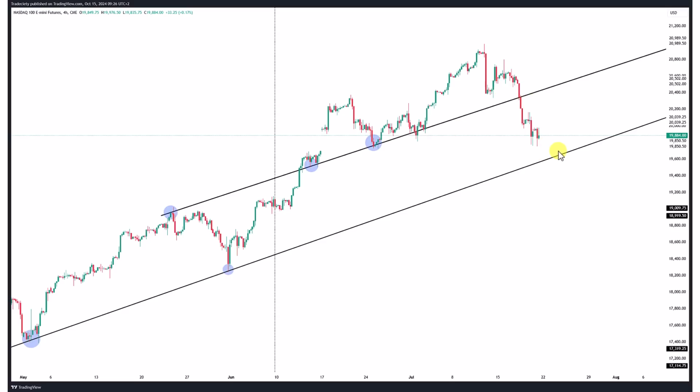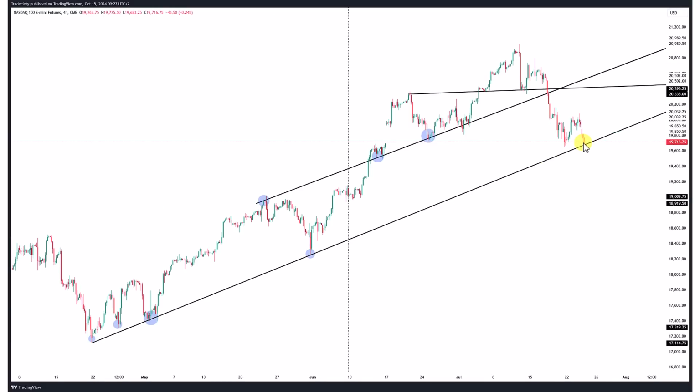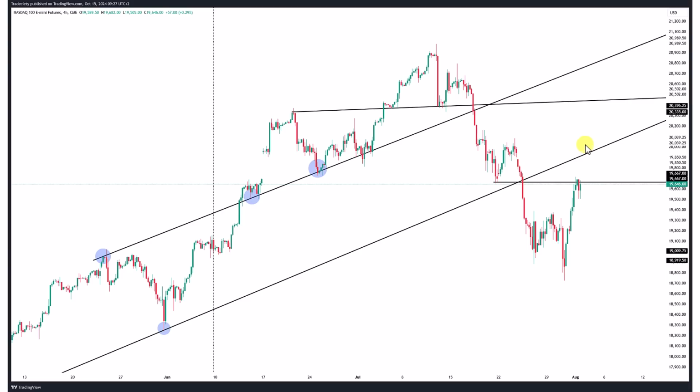The market is about to hit the lower trend line. The market is hitting the trend line here. There's no bounce yet, so we have to wait a little bit. And there was no bounce. The market just kept moving lower and lower. You can see there's a lot of weakness now coming into the market.